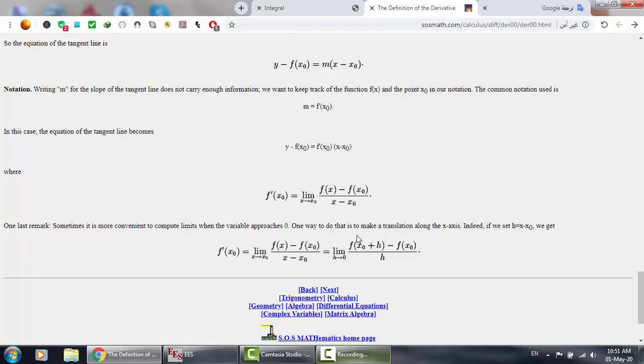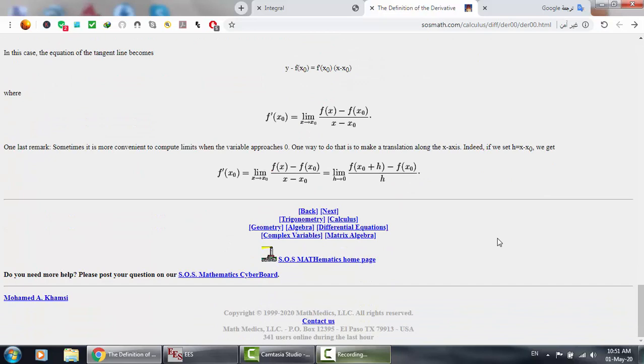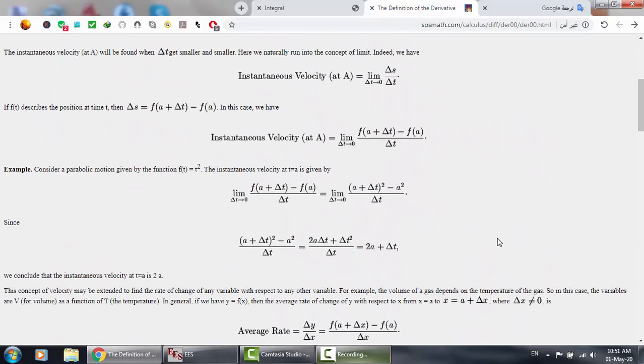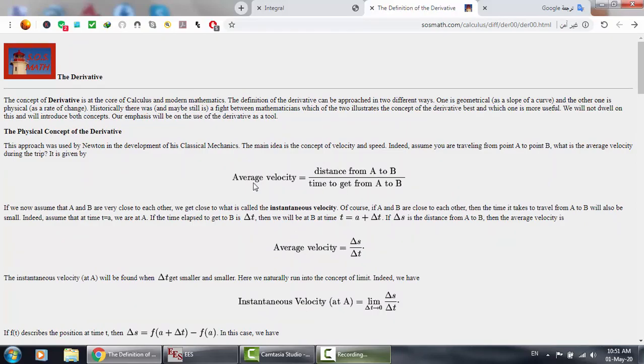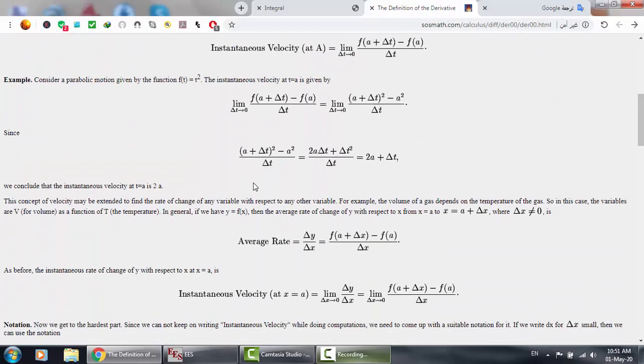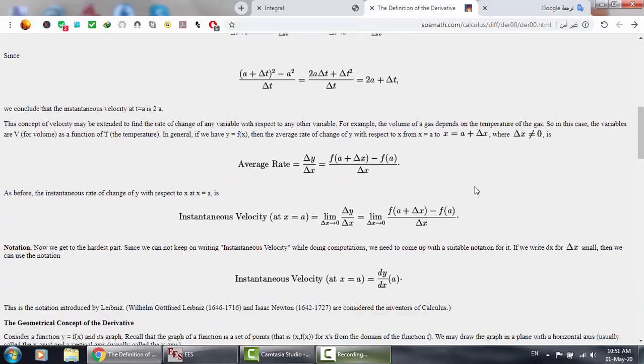One way to do that is to make the translation along the x-axis. You know this, we got it from the school classes. Okay, this is pretty easy. I just wanted to refresh your mind and our basics, then we can continue this video. So I do not see that this is complex.